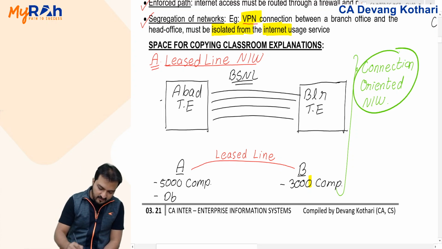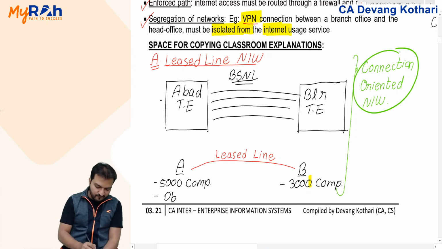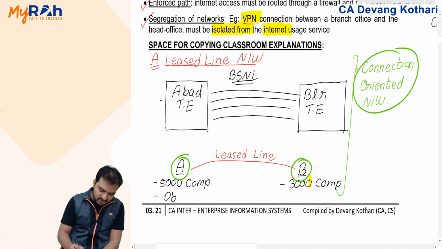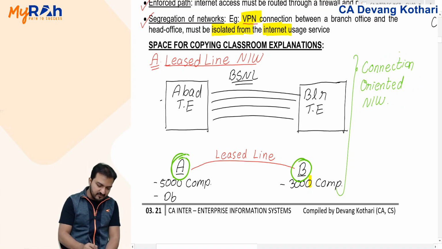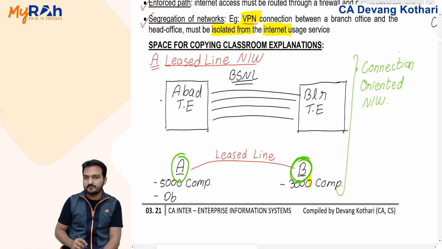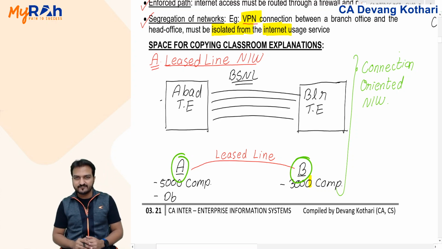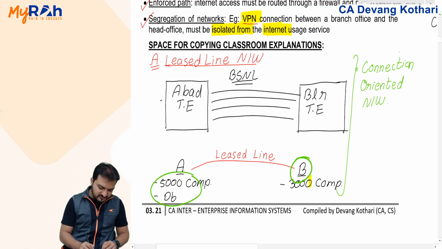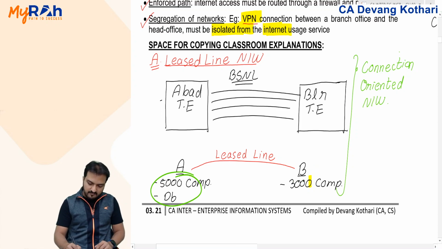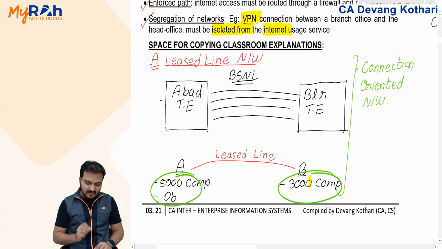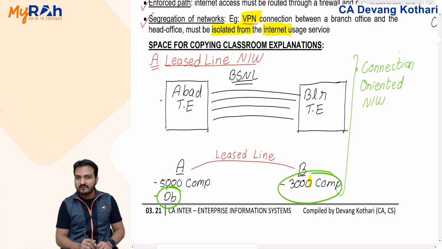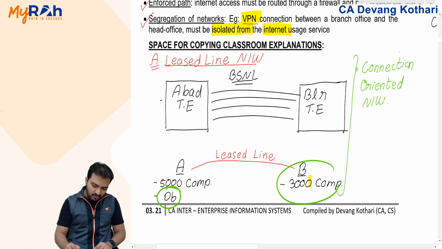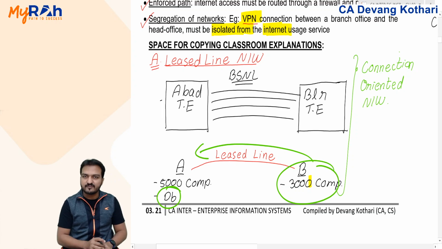Connection oriented network is like from my branch A to my branch B. I have branch A in Ahmedabad, I have branch B in Bangalore. My company has two branches. Now in the Ahmedabad branch I have 5,000 computers. This is my main head office. The Bangalore branch has 3,000 computers, but my database is here in the Ahmedabad branch. Then how does the Bangalore branch communicate with the Ahmedabad branch?